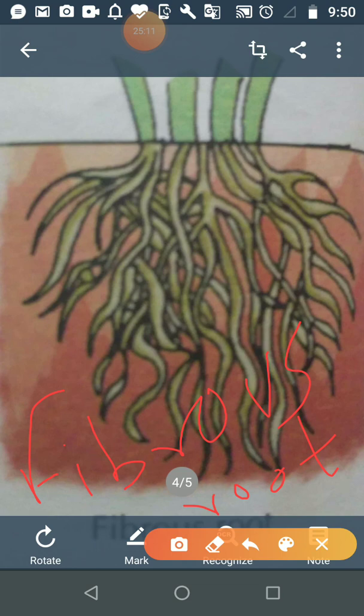In the beginning I also told you that roots are also known as the mouth of the plant. Why? Because they absorb water and nutrients from the ground, and these water and nutrients are very important for the growth of the plant.